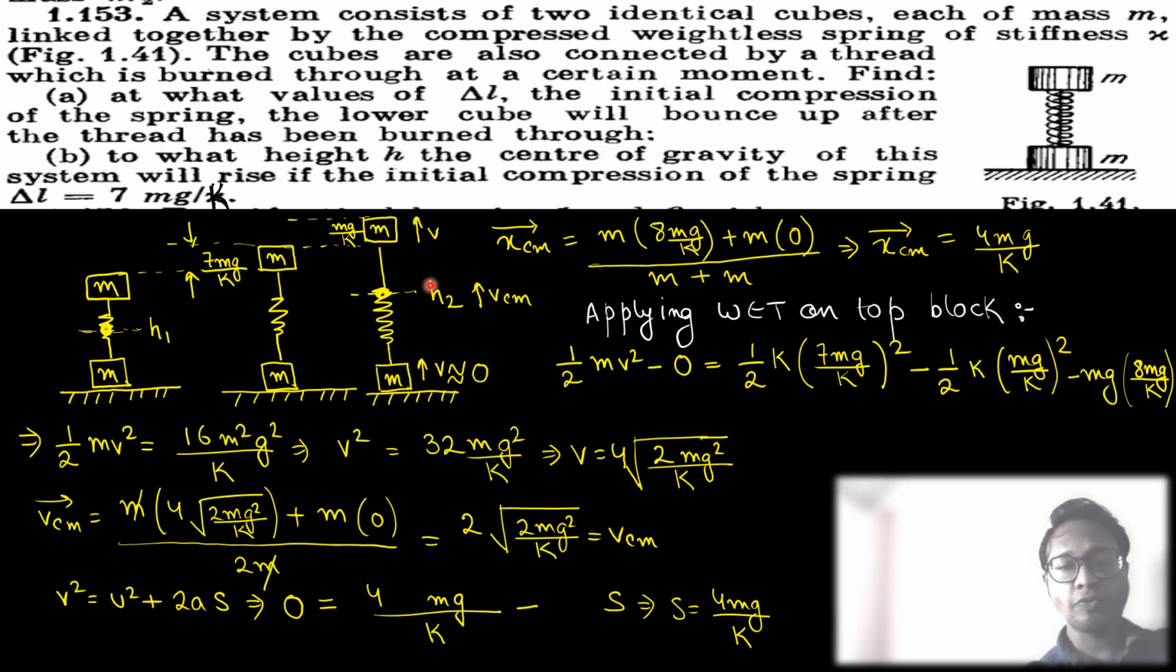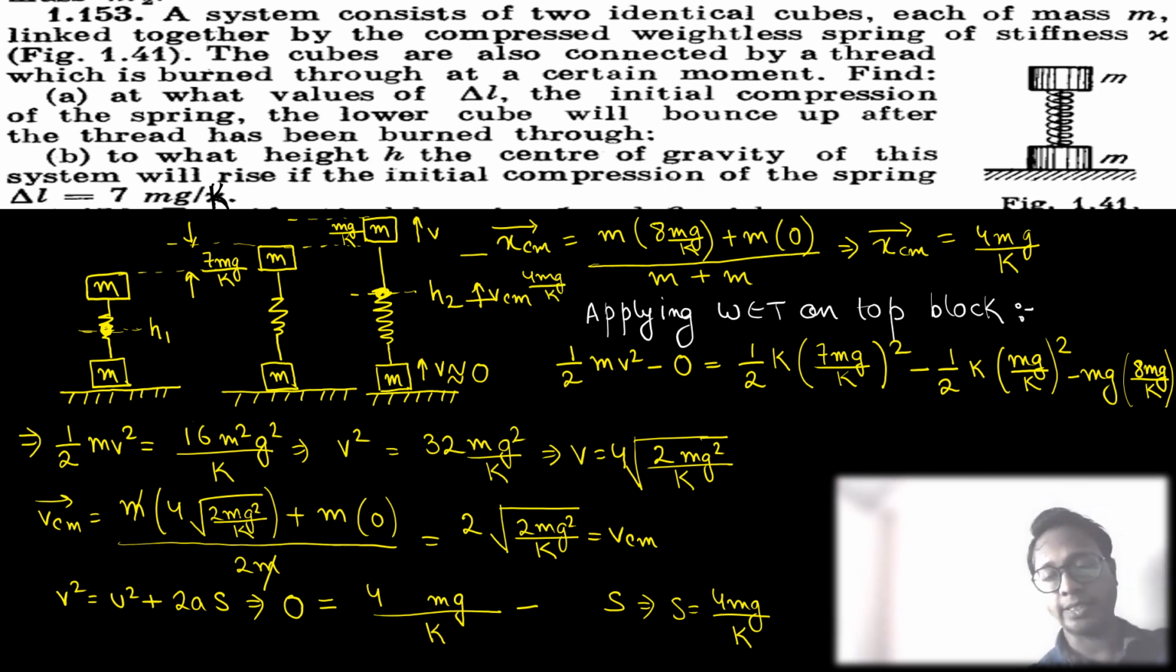So from here, after both the blocks have been lifted off, the maximum height of center of mass would rise by 4 mg by k. So center of mass would rise by 4 mg by k.